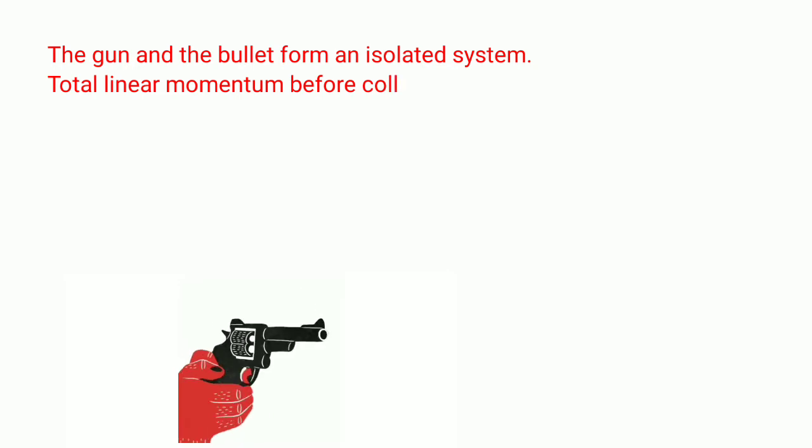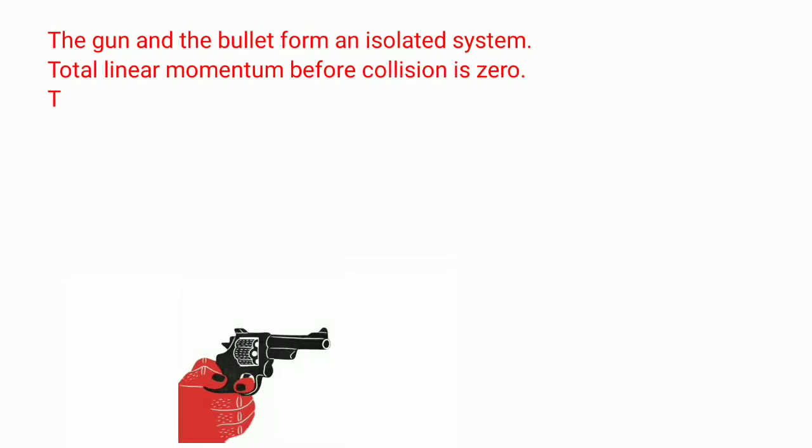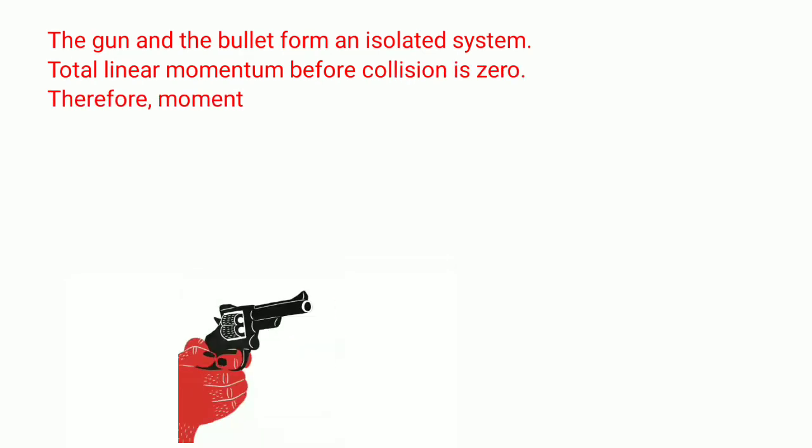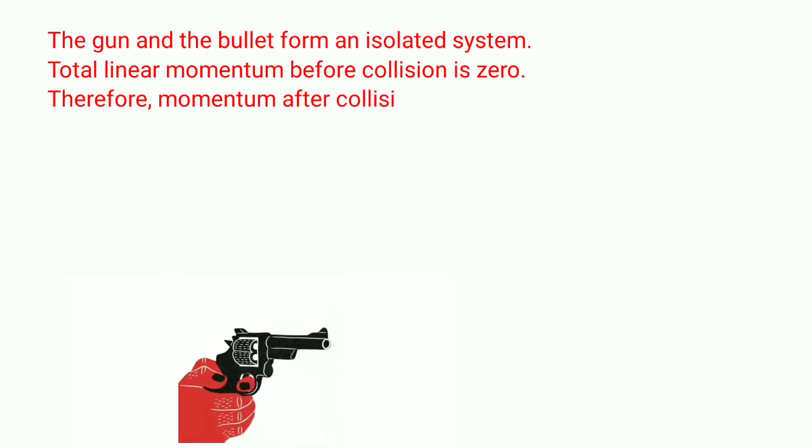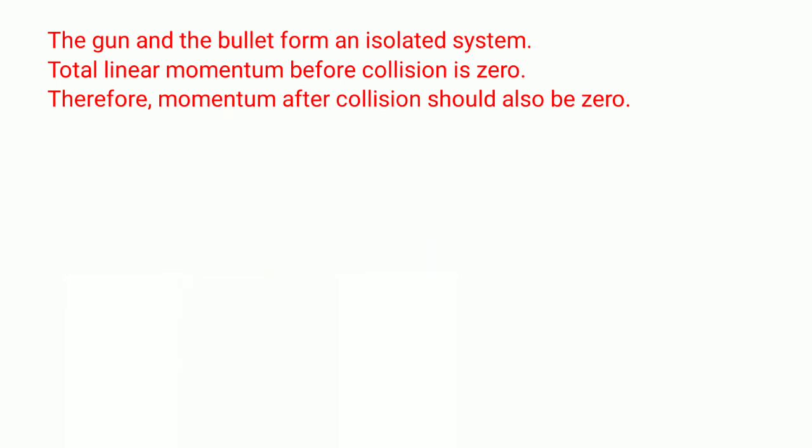As we can see, before firing, the gun and the bullet are at rest. Therefore, their initial total momentum before firing is zero. Thus, by conservation of linear momentum, the total final momentum after firing must also be zero. Now, we shall try to express this in a mathematical expression.